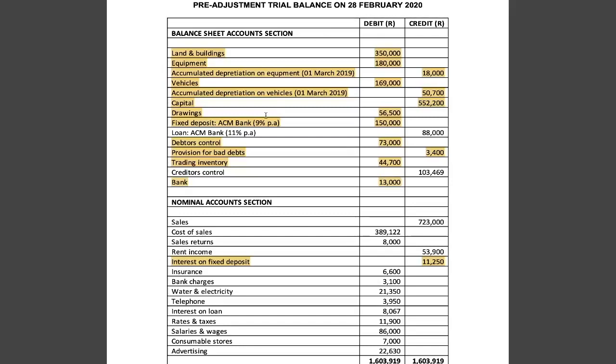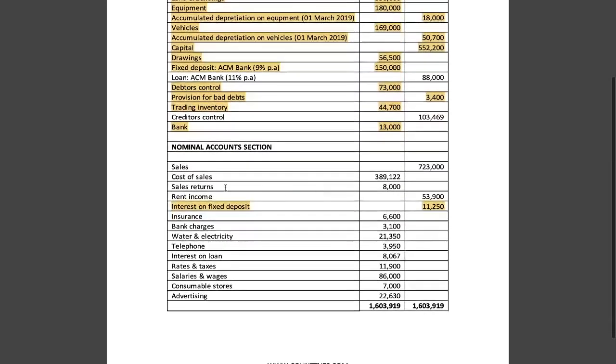Now the only things which are remaining are the loan and the creditors control, which go into our liability section of the statement of financial position. Okay, so we're going to get to that now. So let's go to our nominal account section, and here what we're going to be doing mostly is the income statement, because the nominal account section is usually your incomes and your expenses. Obviously, we'll also still have to go through our additional information.